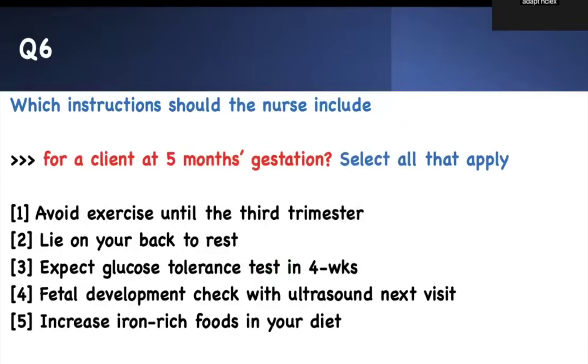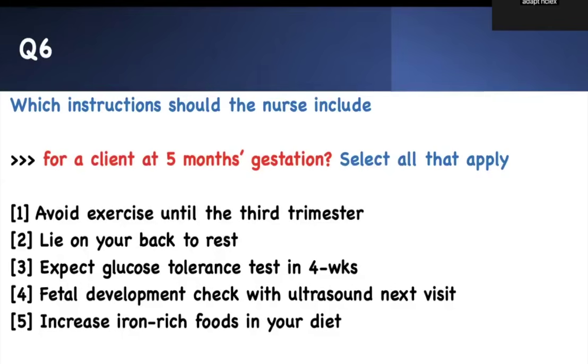Question 6. Which instruction should the nurse include for a client at 5 months gestation? Select all that apply. What are you going to teach the patient? They should avoid exercise until the 3rd trimester. They should lay on their back to rest. They should expect a glucose tolerance test to be done. They should expect a fetal development check on the baby using ultrasound. They should have iron-rich food in their diet. Of course, yes, you should have iron-rich food in your diet to prevent anemia.